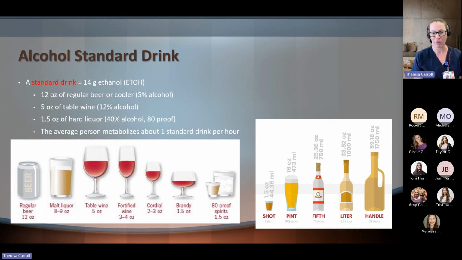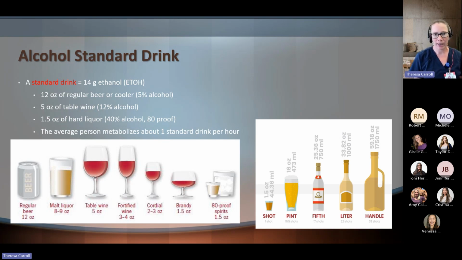Again, table wine, about 5 ounces. So if you see those glasses that a lot of restaurants have, and you fill it all the way up to the top, that's probably about 2.5 drinks, not just 1. So you want to be aware of what a standard drink is. Sometimes our patients like to describe it in terms of the type of bottle that they purchased as well. For a shot, it's about 1.5 ounces. That would be considered 1 drink.